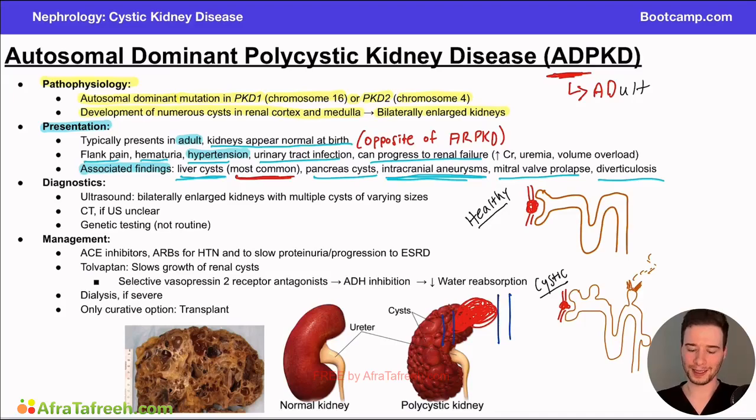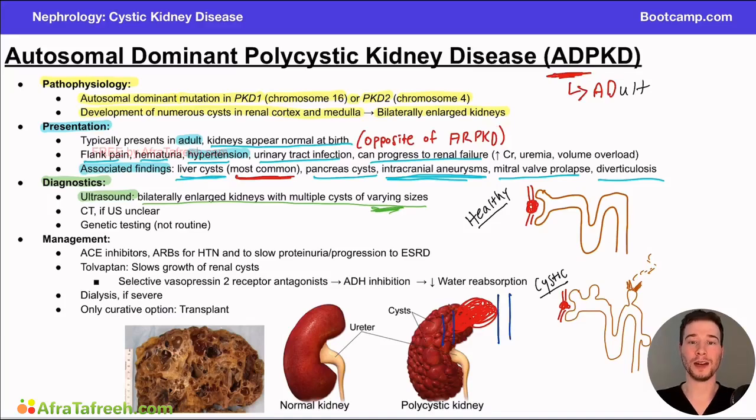Now, thinking about the diagnostics here, these are going to make sense to you really easily. Ultrasound, what's going to happen? Bilaterally enlarged kidneys with multiple cysts of varying sizes. Why? Because it's called polycystic kidney disease. Key point here, varying sizes. Why do I say that's a key point? Because that's a differentiating factor from autosomal recessive polycystic kidney disease.